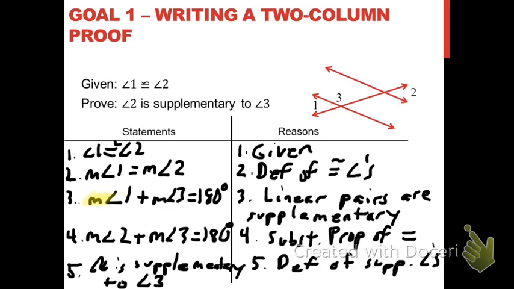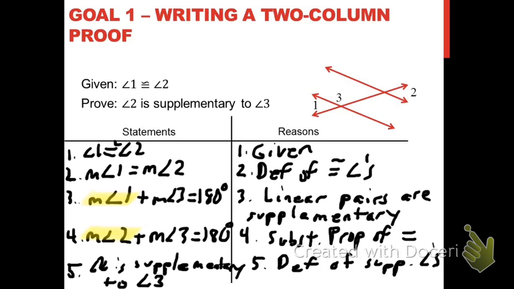And then, since the measure of angle 1 equals the measure of angle 2, we saw that up here, I was able to replace this measure of angle 1 with the measure of angle 2 in that equation by using the substitution property of equality. And you might think that, hey, doesn't it mean that when the measure of angle 2 plus the measure of angle 3 equals 180 degrees, angle 2 is supplementary to angle 3? And so aren't we done with the proof?